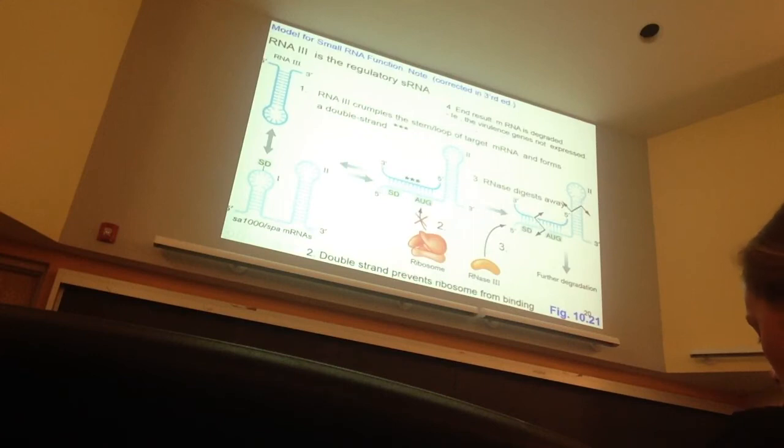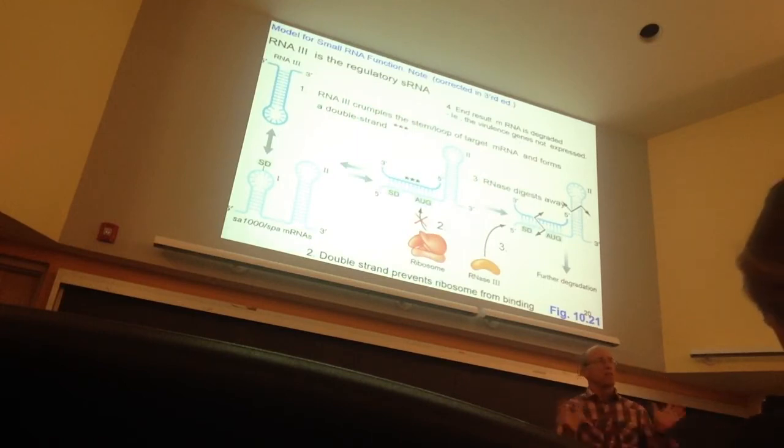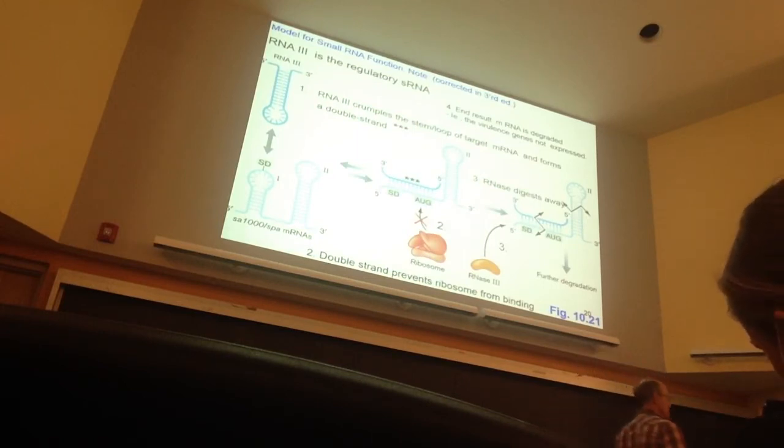End result, messenger RNA is degraded, i.e. the virulence genes are not expressed. Those surface attachment genes don't need to attach to the surface of the cell anymore.